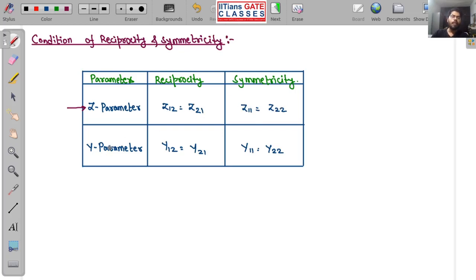What about the Y parameter? The Y parameter is also the same. If Y12 is equal to Y21, my circuit will be reciprocal. And if Y11 is equal to Y22, it will be symmetrical also. So keep a note of these two points. It is very, very important and it might be asked in any one of the questions for HAL or HPCL. So keep this in your notes.